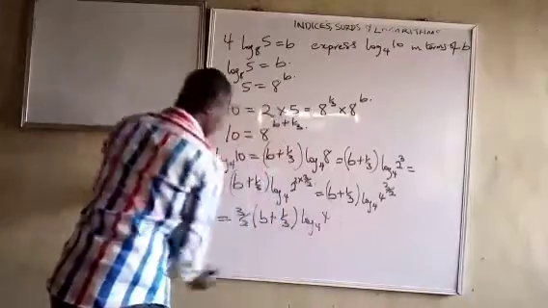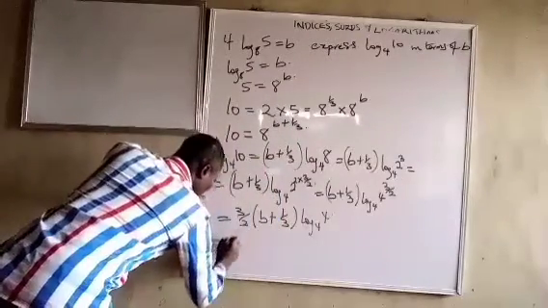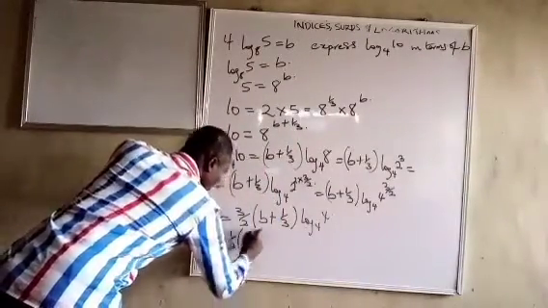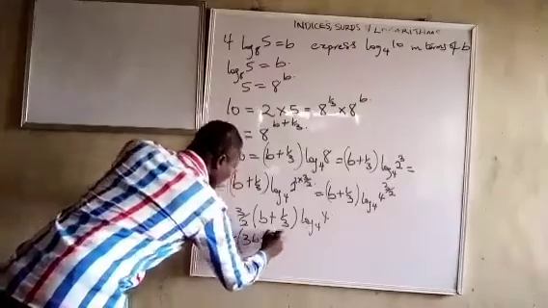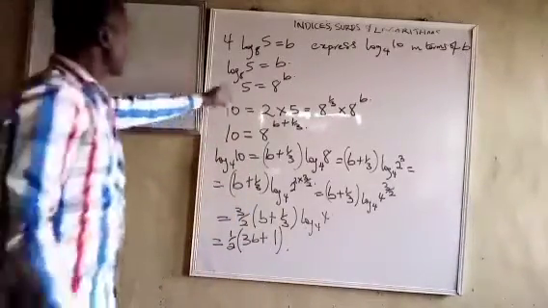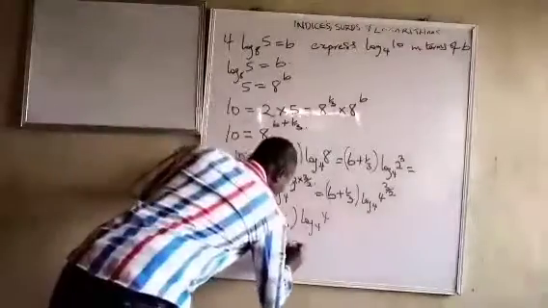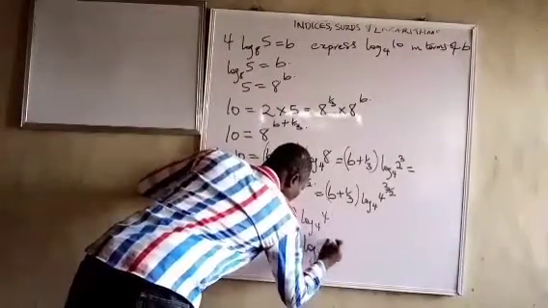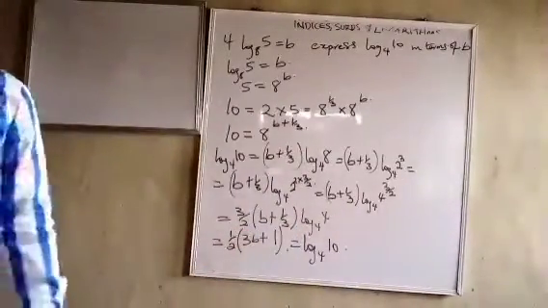You know this one is equal to 1. So our final answer is going to be 1/2 into 3b plus 1. So that's our final answer. So log 10 is equal to half of 3b plus 1.